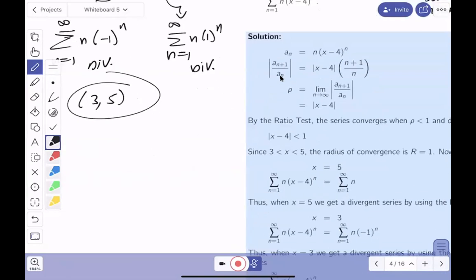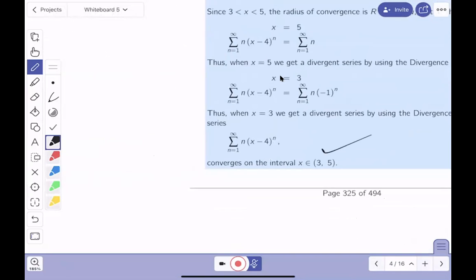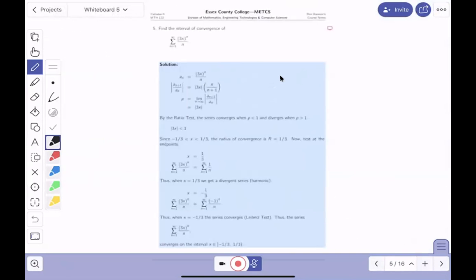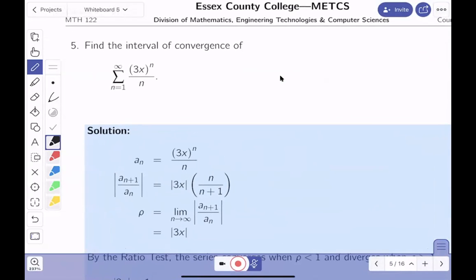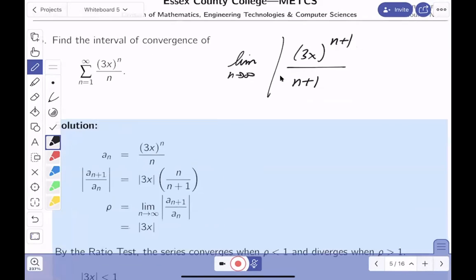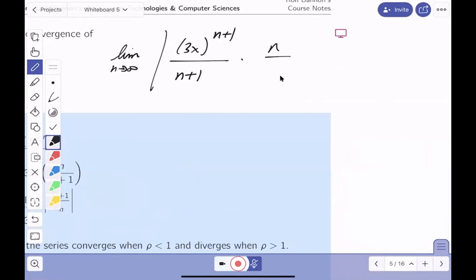All right, let's look at our key and let's see how we're doing. And we're doing okay. Let's go to the next page. And again, the interval. So a little more challenging. Let's write this down. Limit n goes to infinity, absolute value. It's going to be 3x to the n plus 1 over n plus 1 times n over 3x.